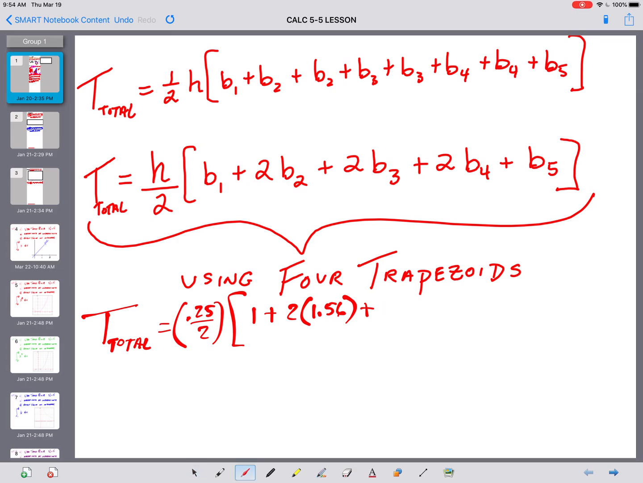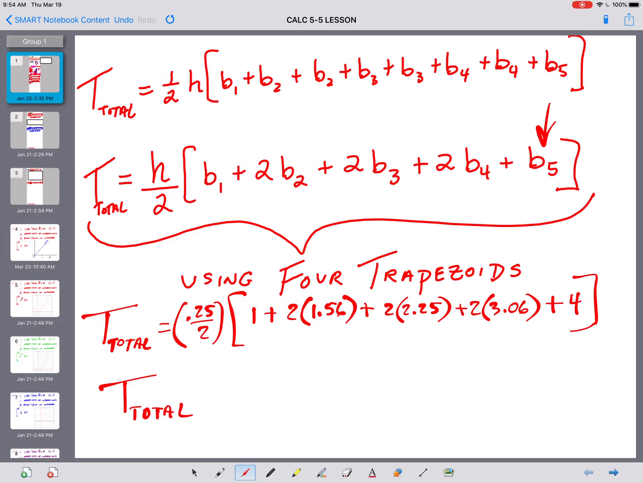2 times 2.25 plus 2 times 3.06. And the last one, there's only one base 5, and that was 4. There we go. There's our formula. That's going to be the total of all 4 of those trapezoids, okay?